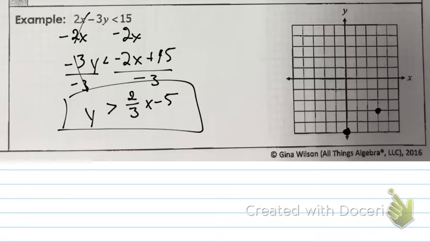And then what we've got to do for a line, though, is does our line work? No. Our line does not work. It has to be greater. It can't be the line, it has to be greater than the line. So I'm going to do a dashed line.